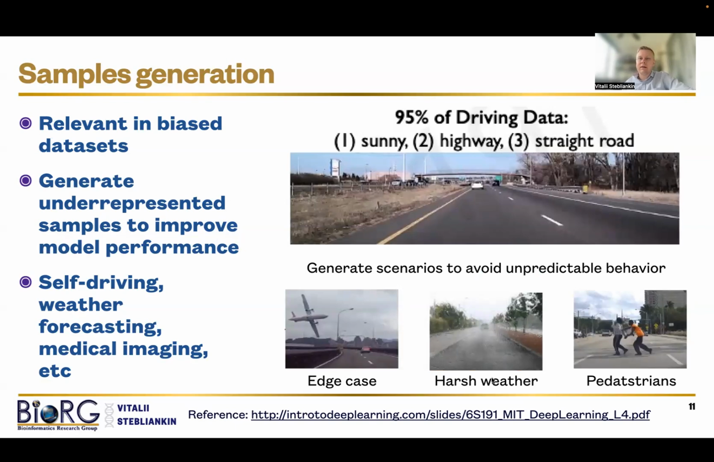So we also need to generate a lot of instances of pedestrians with different poses, crossing roads in the most unexpected way, again, so that the model will be prepared. So only by generating those kinds of images, we can train the model that will be ready for unexpected things. In other words, we want to generate underrepresented samples to improve the performance of predictive models. So the applications are self-driving cars, weather forecasting, medical images, diagnosis, and so on and so forth.